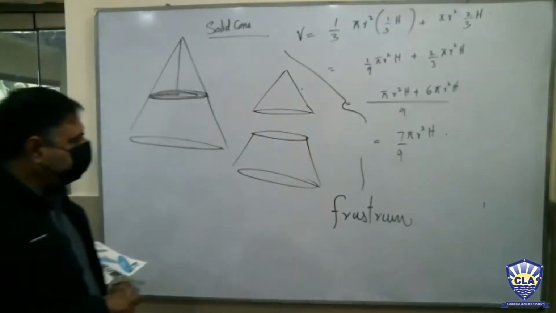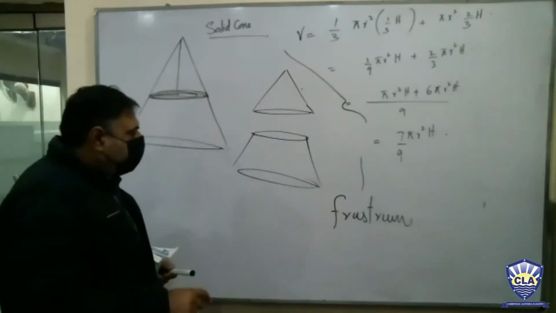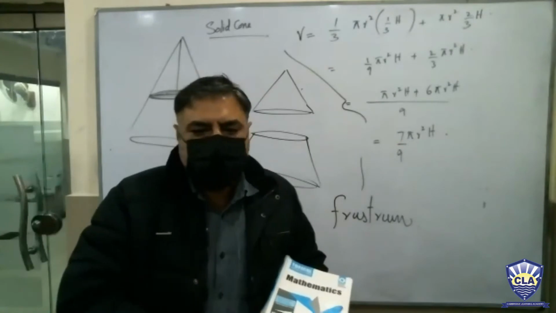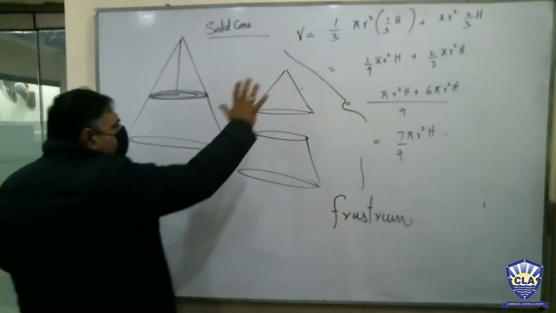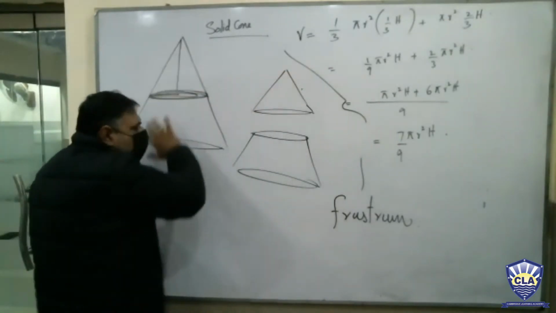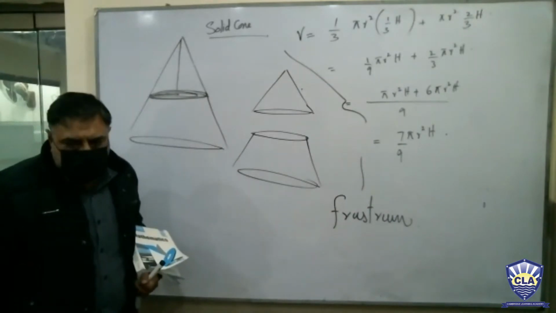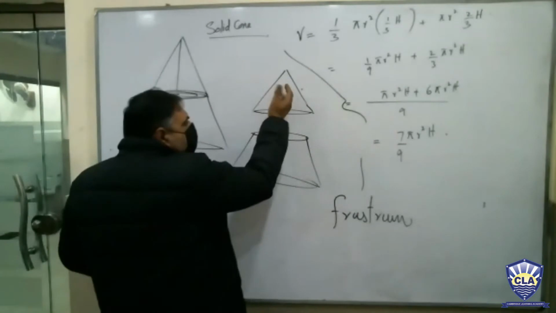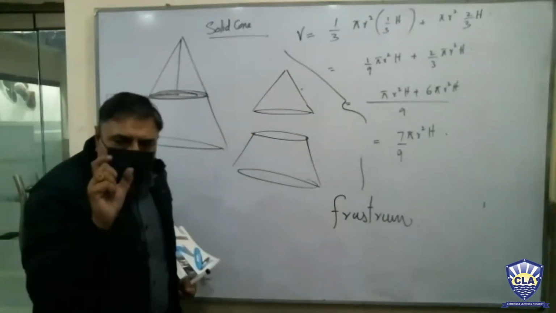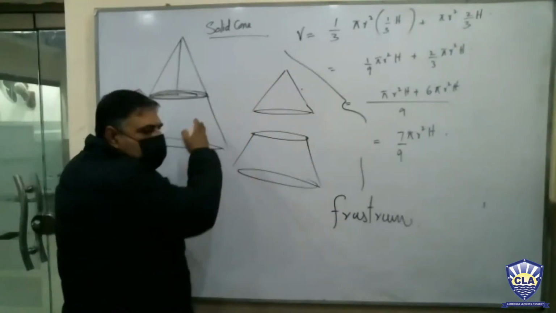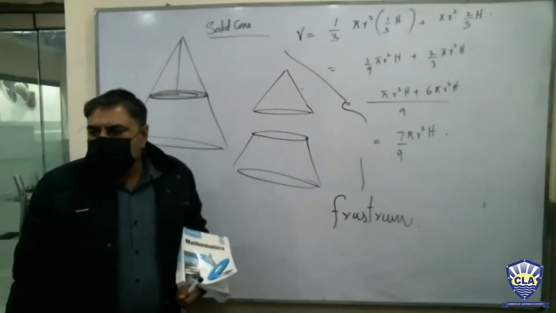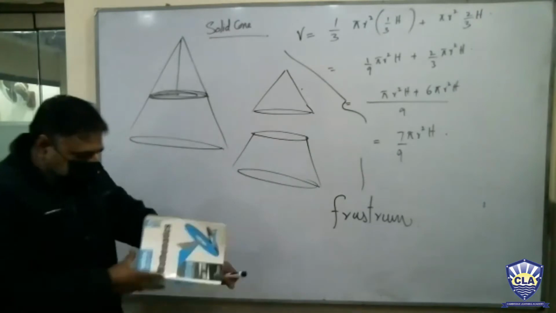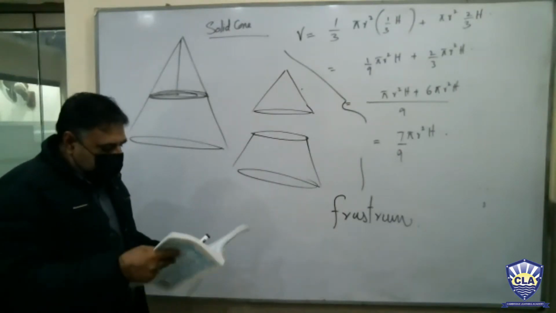Number one, calculate the whole volume. We have already calculated. Then we will subtract the volume of this cone, the smaller one, which is similar to this cone. If I subtract the volume, then we will get the volume of this.